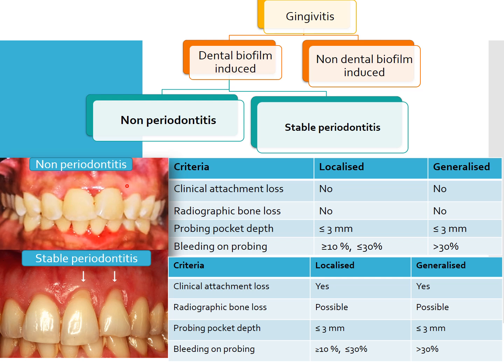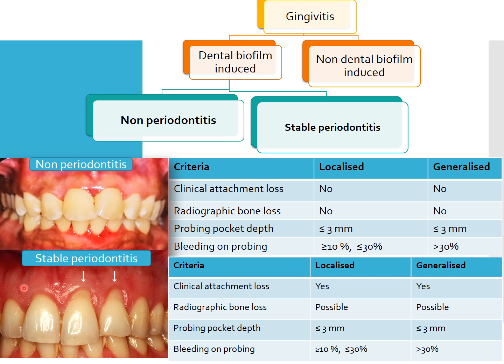In this case, it can be either localized or generalized. There won't be any clinical attachment loss, any loss of bone, or any loss of supporting structures. You cannot see any radiographic bone loss, and the probing pocket depth will also be normal, that is, minimal, less than 3 mm. Bleeding on probing can be either localized, that is 10 to 30 percent, or generalized, greater than 30 percent. So this is the normal gingivitis occurring in an intact periodontium.